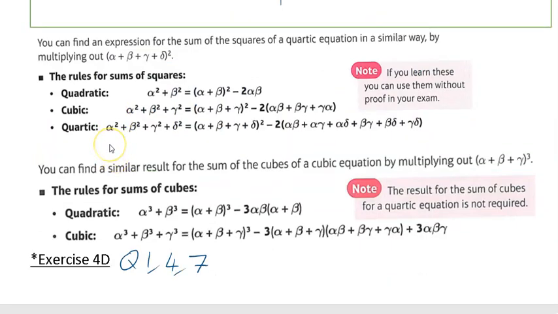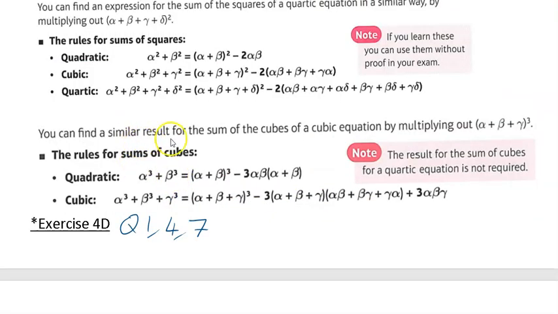Okay, there's just a few useful identities here. So rules for the sum of squares. For the quadratic, you've got alpha squared plus beta squared is equal to brackets alpha plus beta squared minus 2 alpha beta. The cubic one, which we mentioned earlier, I think, and the quartic one as well. So it's a wee bit more complicated. Probably worth your while to learn these.